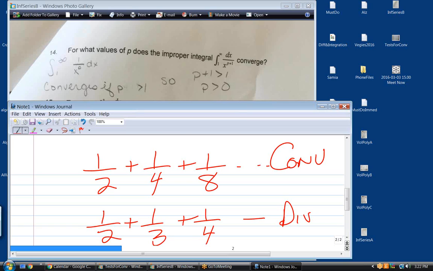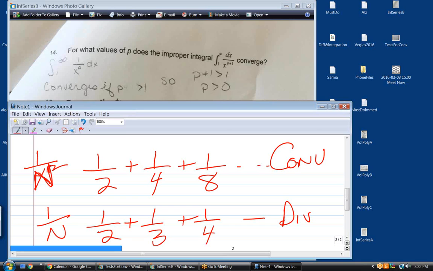For a series to converge, the nth term has to be 0. However, the reverse is not true. Just because the nth term is 0 doesn't mean the series will converge. It is just a necessary condition. In other words, both of these series that I've written, the nth term is 0, but only the top one is convergent. Now, why is that? Because the top one is 1 over n squared. And the bottom one is 1 over n.